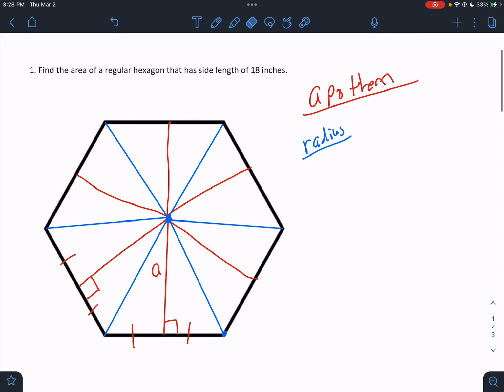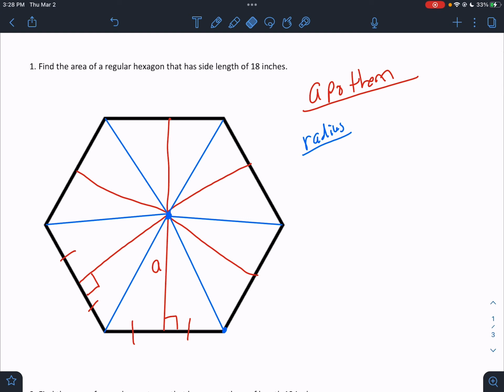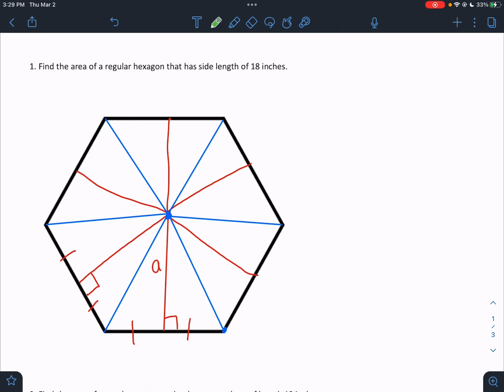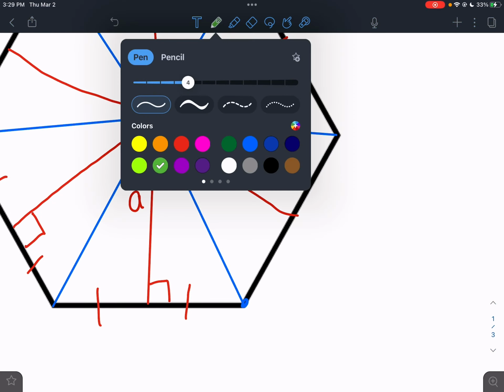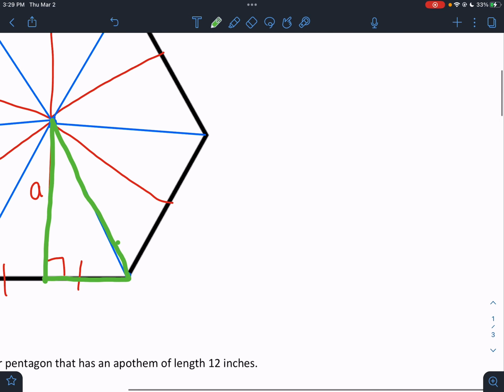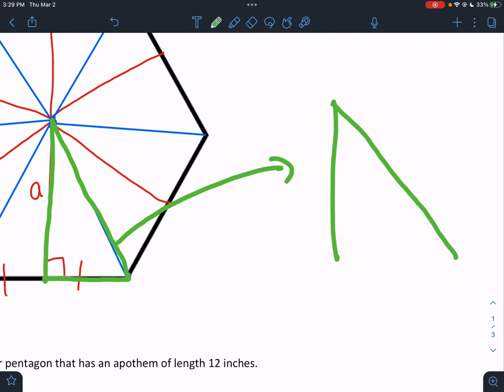Now, if we're looking at this, what we just did is we broke this polygon into lots of little right triangles, and that's going to be the key to getting the area of a polygon. We are going to focus on this right triangle every time. And that right triangle is made up of 3 things: the apothem, the radius, and half of a side.